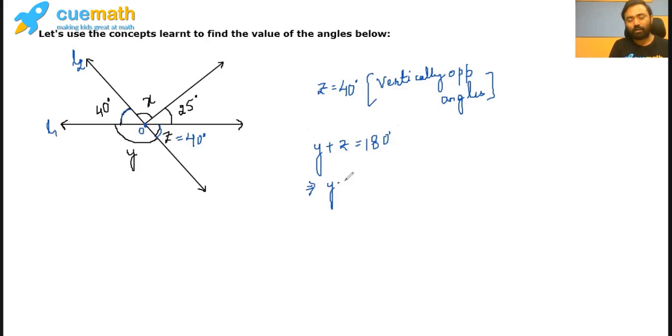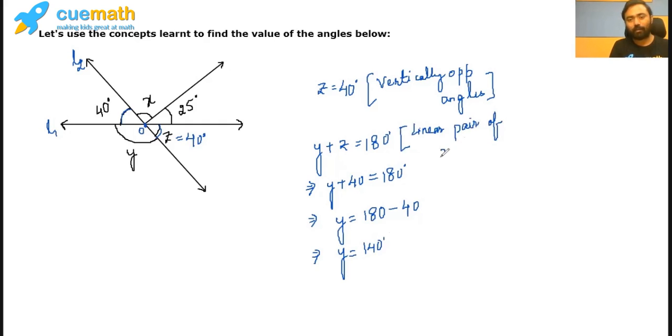And Y plus, let's substitute the value of Z, which is 40, is equal to 180 degrees. Hence, the value of Y would be equal to 180 minus 40. Eventually, the value would be Y equals 140 degrees. And this equation we got because we know that Y and Z are a linear pair of angles.